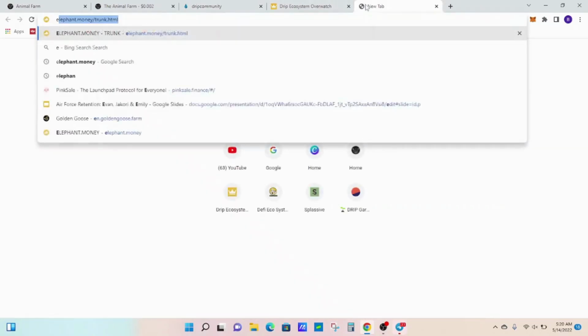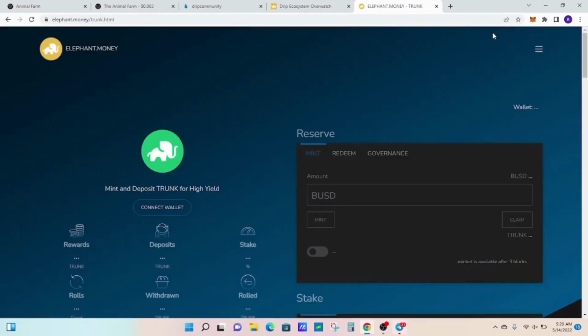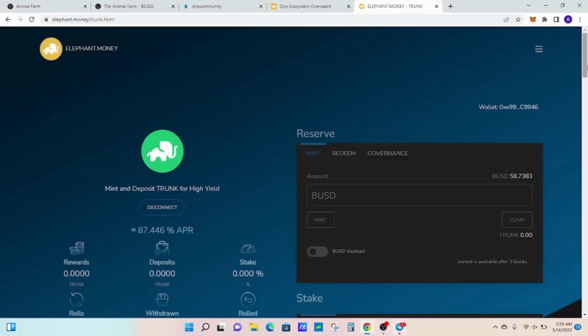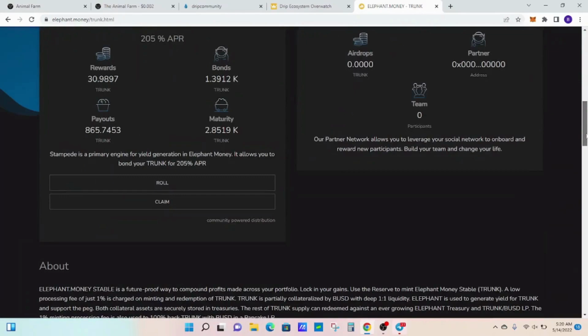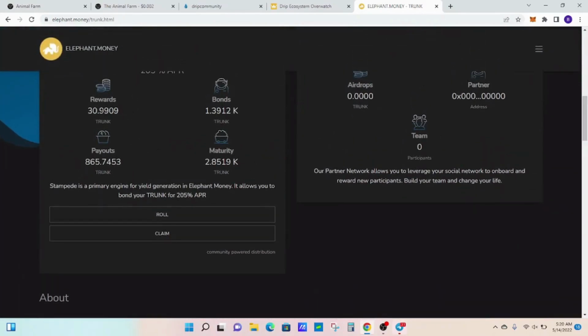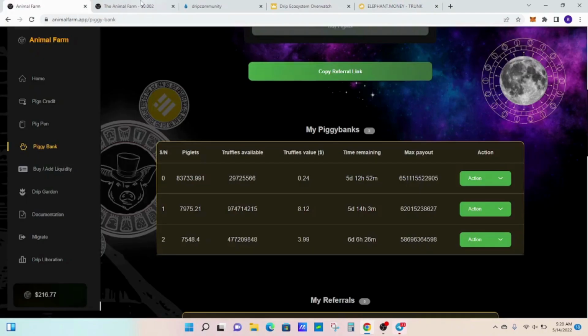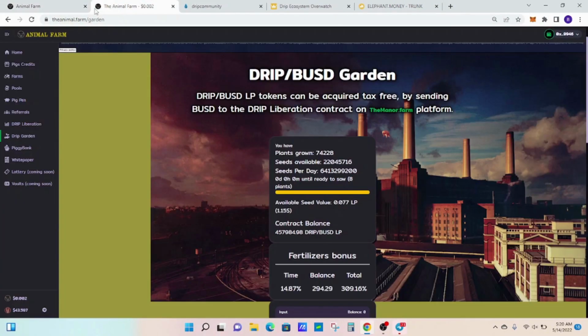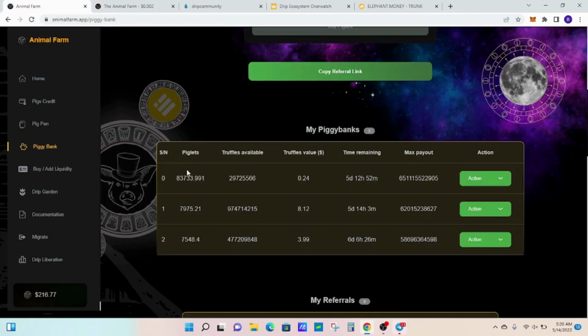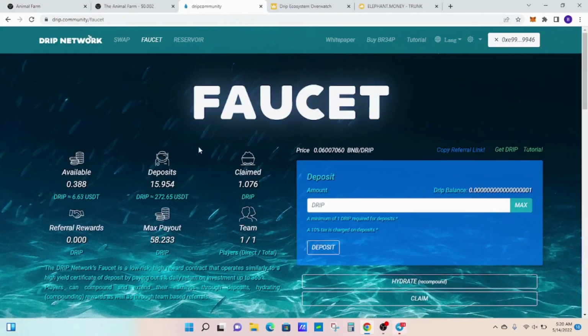Now I do have another one here, so I did put some into elephant.money. I have a little bit of wards, and what I've been doing is taking this out. It's not a big bag at all, but I've been taking it out and I'm going to start putting it into the piggy bank, because originally I just had it in BUSD. I'm going to keep putting it in the piggy bank and see where we go from there. And then maybe some of them will go into the faucet as well.